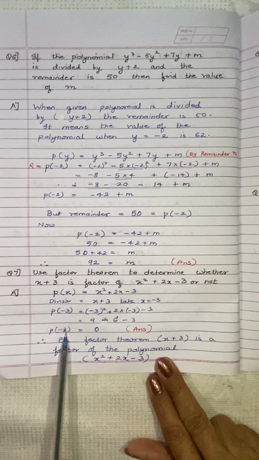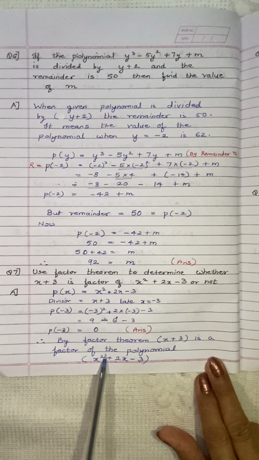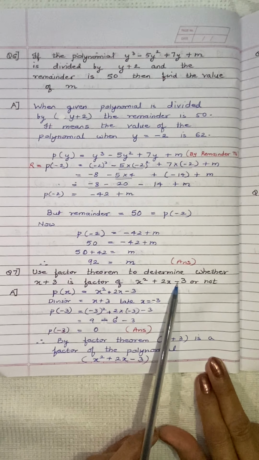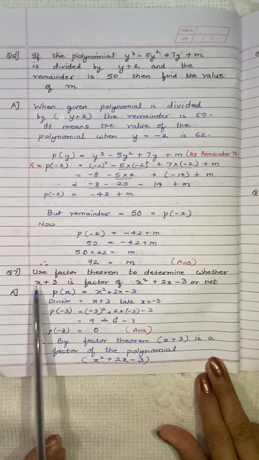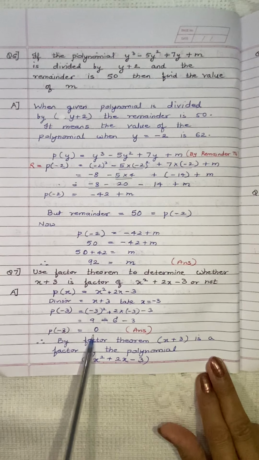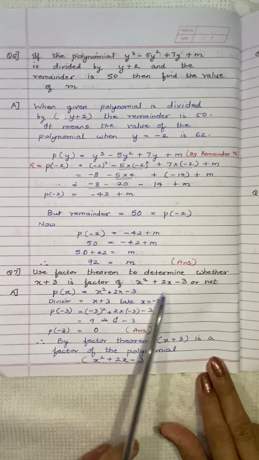So p(-3) is 0. By factor theorem, x plus 3 is a factor of the polynomial. So we have got remainder as 0. This means when we divide these two expressions, this dividend with the divisor, the result is 0. So x plus 3 is a factor of this.